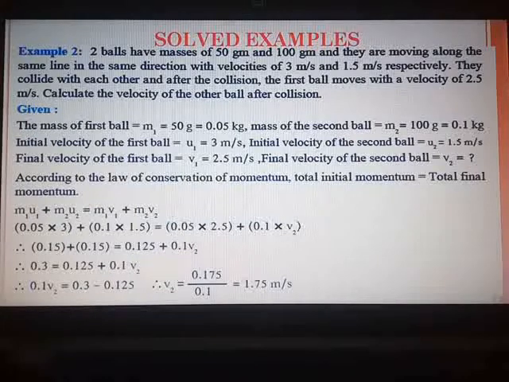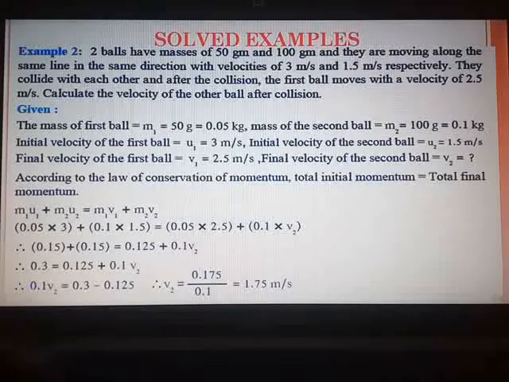Very easy sum. First thing is check out for the units. We have converted the masses of grams into kgs. Then we have written what values are given. Law of conservation of momentum formula is applied. Values are substituted. Working out is done, and finally you will get the answer. Be very thorough with the calculations. With this we complete the revision of solved examples.